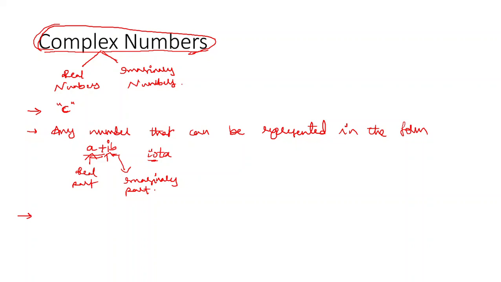So let's see how 1 can be represented as a complex number, the integer 1. 1 plus i into 0. So we have this real part, and the imaginary part is 0. 1 plus 0 is 1, and that's how this 1 can be represented as a complex number.